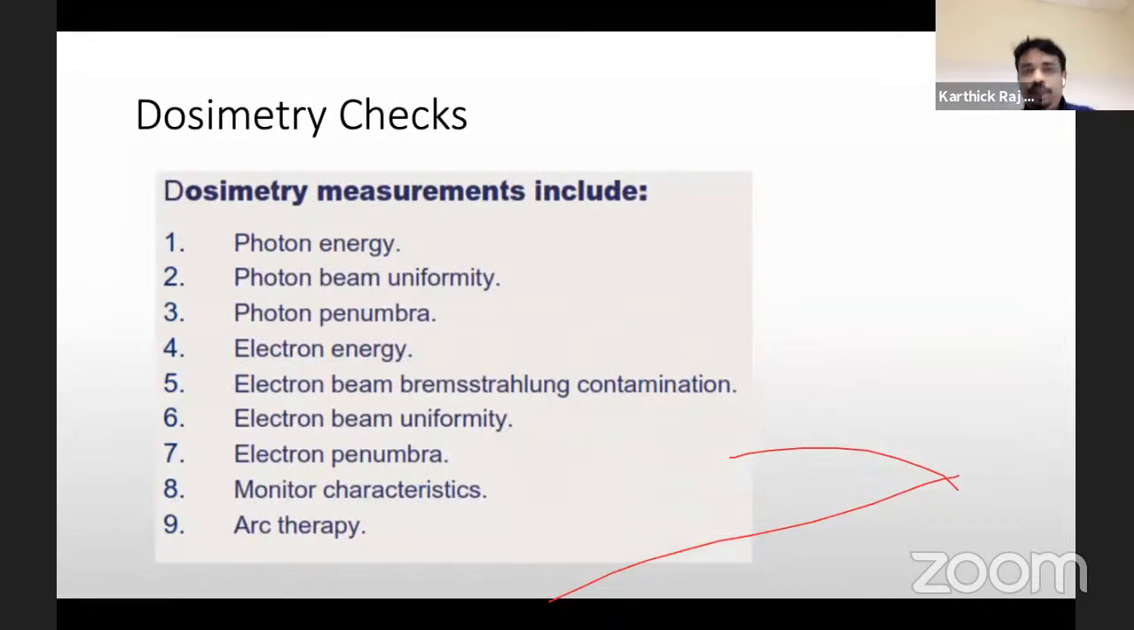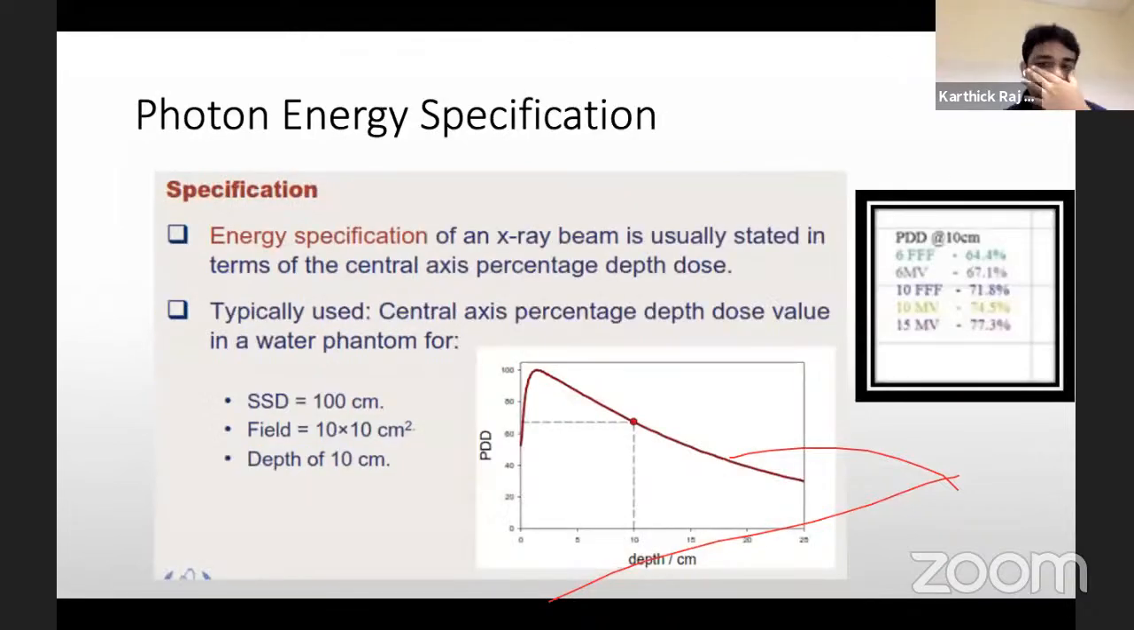Then let us get into the dosimetry checks. Normally when you start with the equipment, we do the energy checks, uniformity checks, penumbra, electron energy checks. There we do a lot of other checks when you accept the machine. To start with the photon energy, there are specifications by the competent authority.